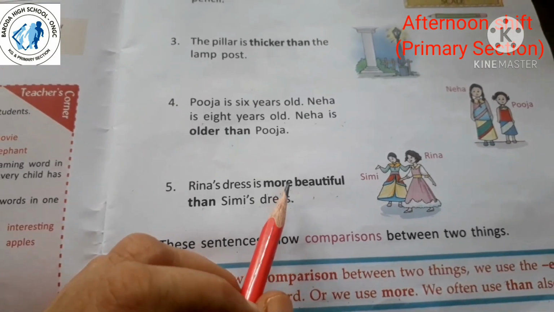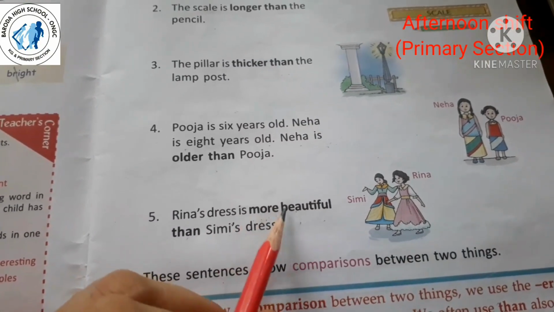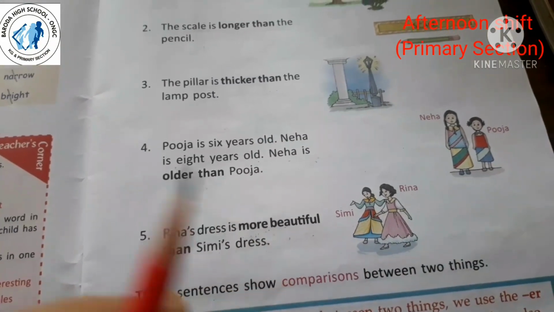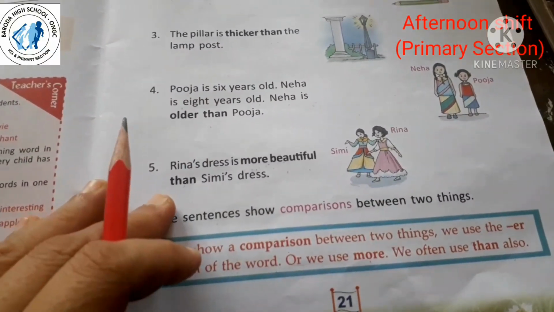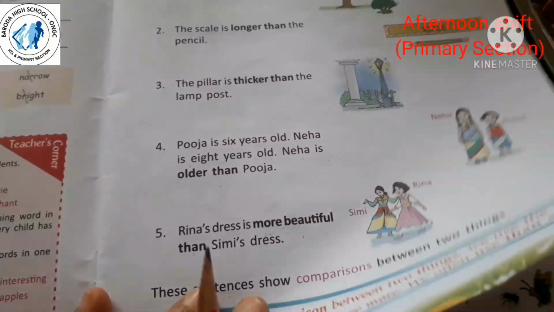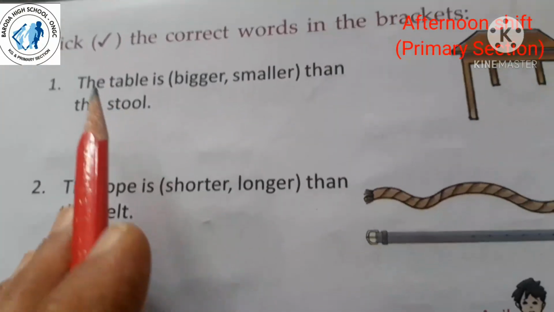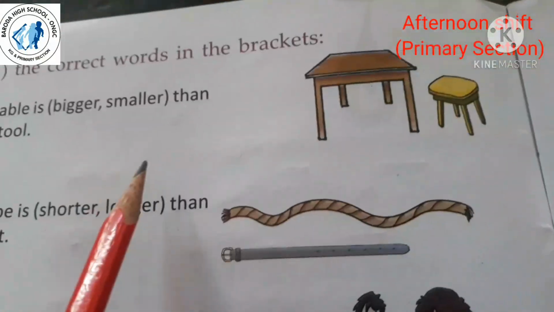But sometimes the word is longer, then at that time we do not add ER. At that time we add more before that word, when the word is too long. Okay. So this is known as comparison. When we do exercises, then you can know that thing. Now see. Tick the correct word in the bracket. Exercise B. Next page. The table is bigger or smaller than the stool?